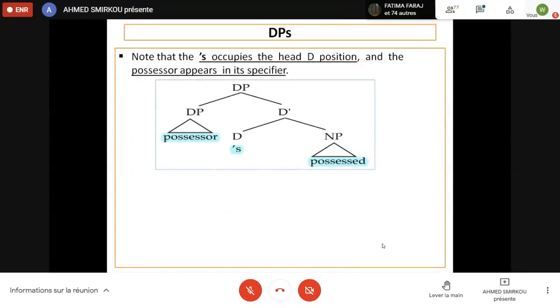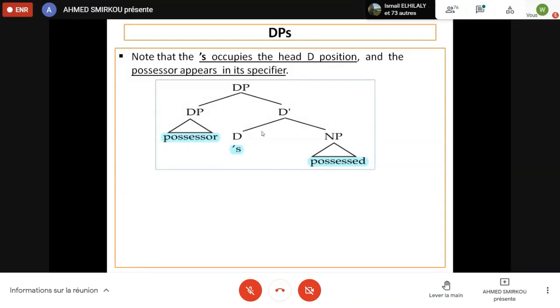Look at this example. If we adopt DP, then we solve the problem. So DP, D bar, D zero, then the NP, and here we have another DP. By the way, this is a rule, please pay attention. As I already said, the possessive S is always the head. So this is the head: DP, D bar, D zero, this is the head. And this is like a specifier because it is sister to D bar, dominated by the phrase. This is the possessor, the person who possesses something, and this is the place of the possessed. For example, "the man's house." We are going to write apostrophe S here, which is the head of the whole phrase.